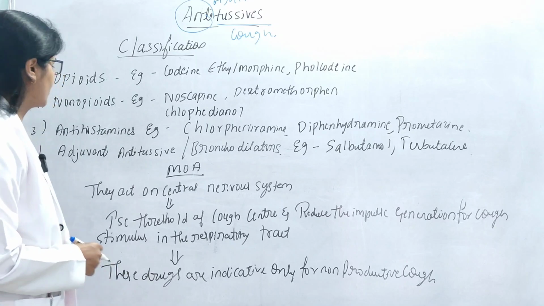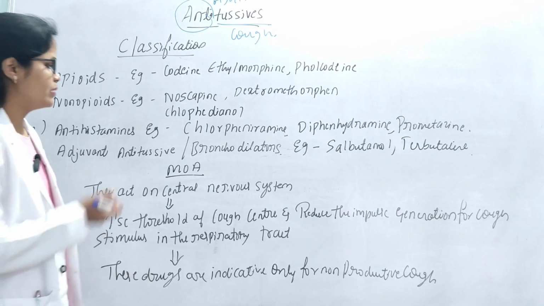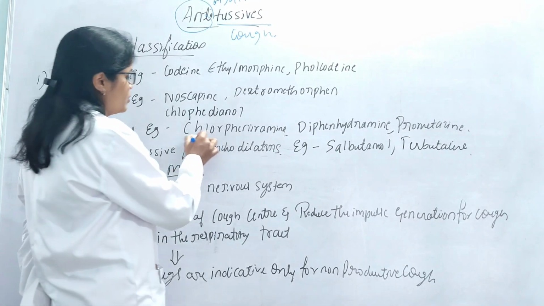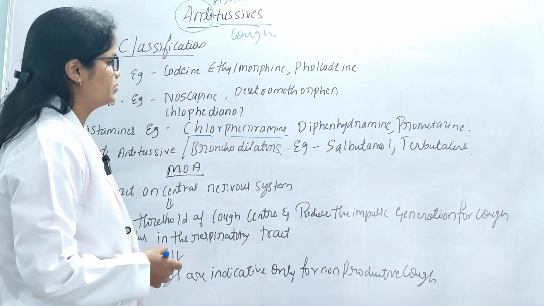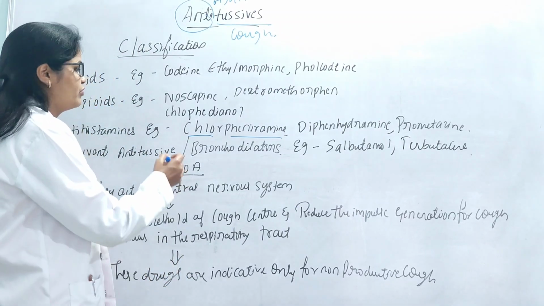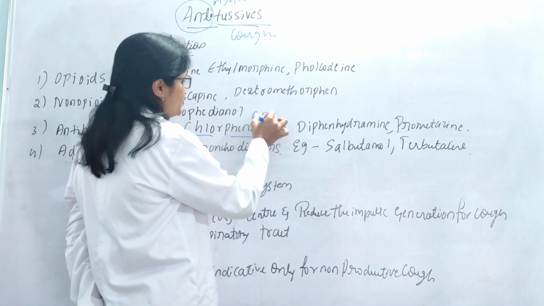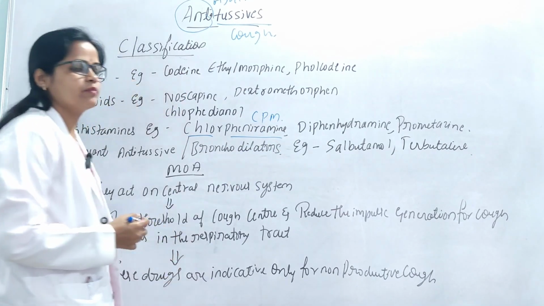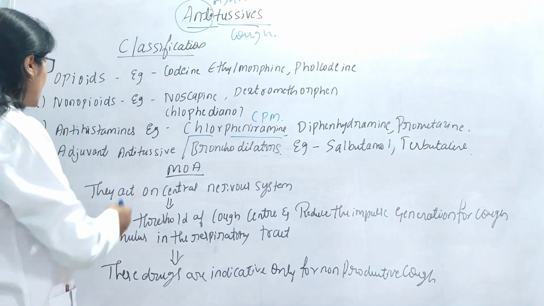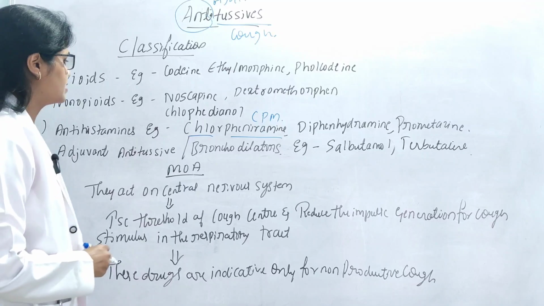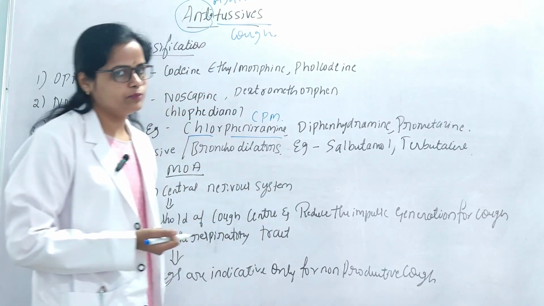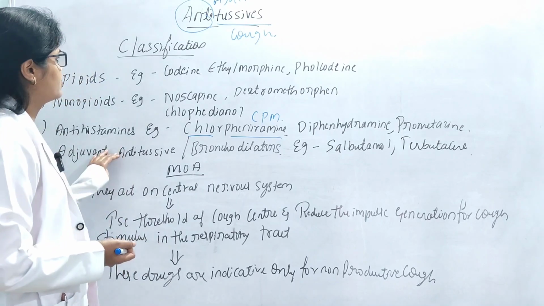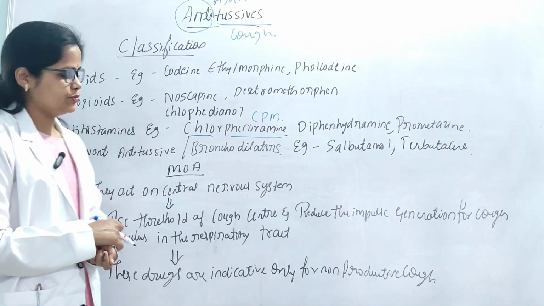And next, examples for the antihistamines are chlorpheniramine, diphenhydramine, and promethazine. Chlorpheniramine is also called CPM, chlorpheniramine maleate. Adjuvant antitussives, the bronchodilators, are salbutamol and terbutaline. These are the examples for the antitussives.